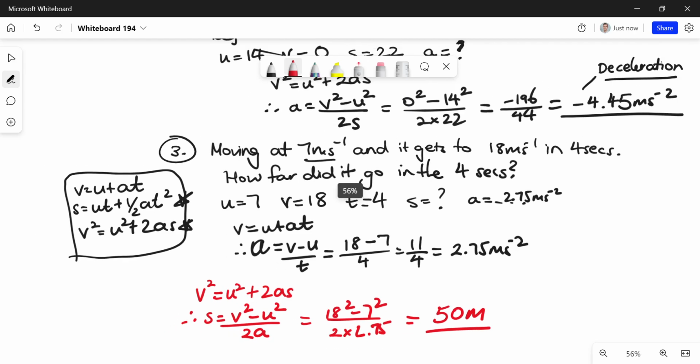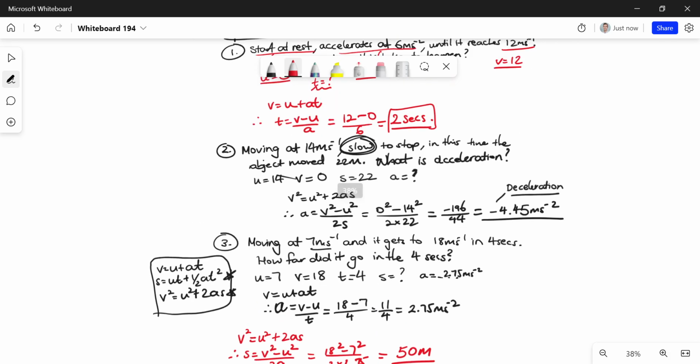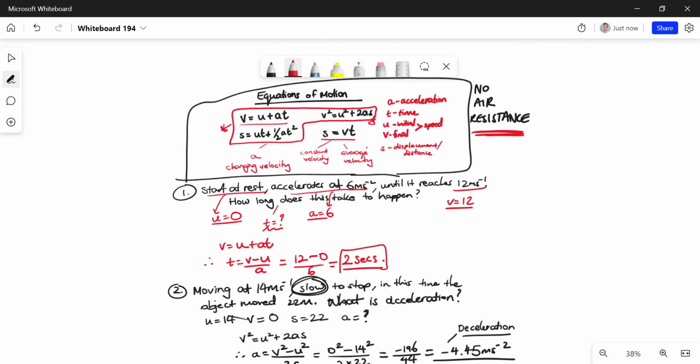So hopefully in this video you can see that there are the equations of motion, which are really, really interesting, and we saw that we could find some solutions to some one-dimensional problems that involve horizontal motion.